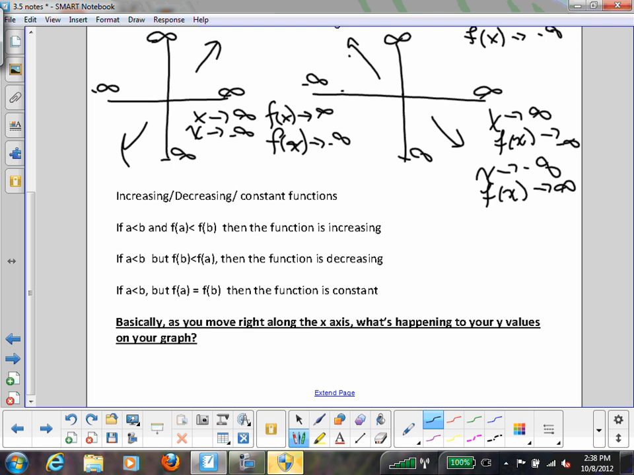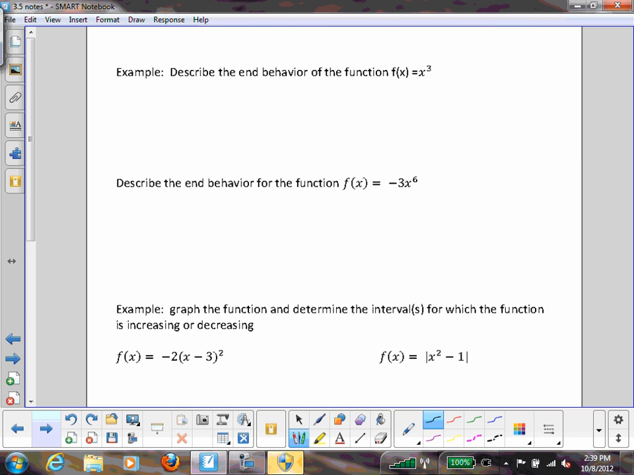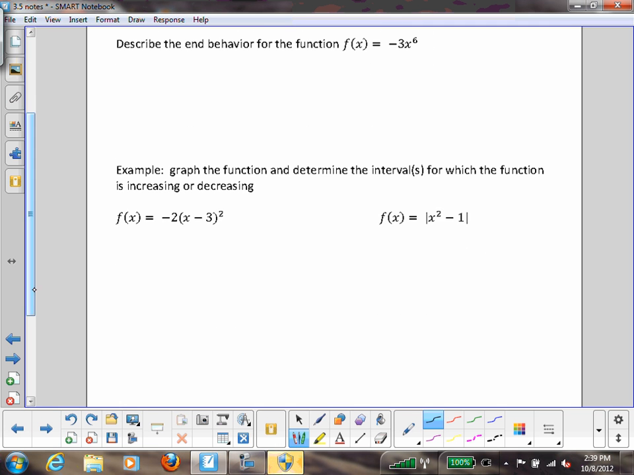Okay, then we talk about increasing, decreasing, and constant functions. This is what the book tells us. And it's pretty confusing. So I'm going to just show you what this is actually asking. Okay, let's go to the next one. We'll just kind of not worry about that. We'll come back to it. I just want you to know what this is.